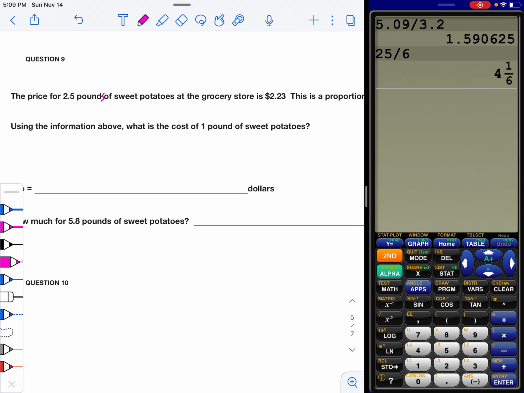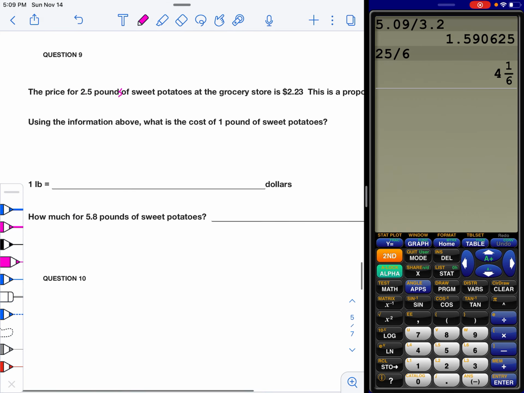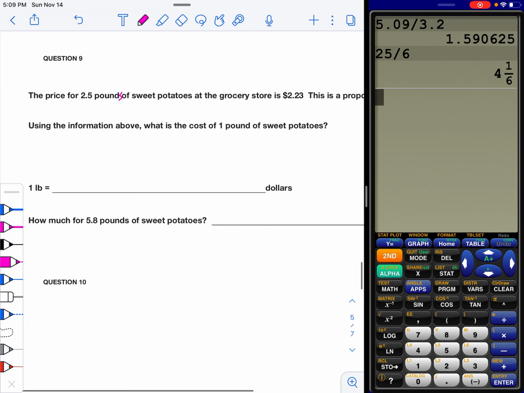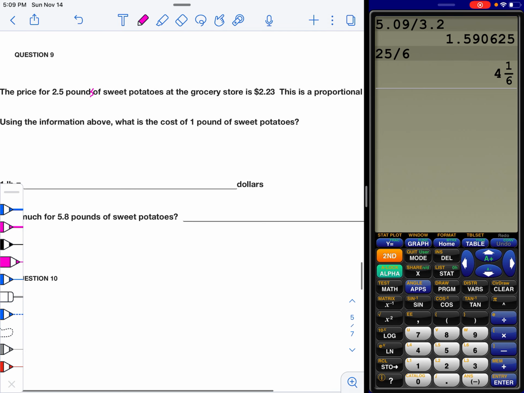All right, next up, the price for 2.5 pounds of sweet potatoes at the grocery store is $2.23. This is a proportional relationship. That's because if you buy 0 pounds, you spend $0. Using the information above, what's the cost of 1 pound of sweet potatoes?